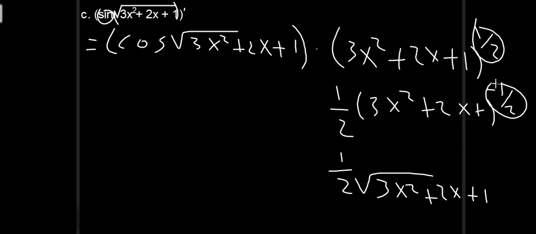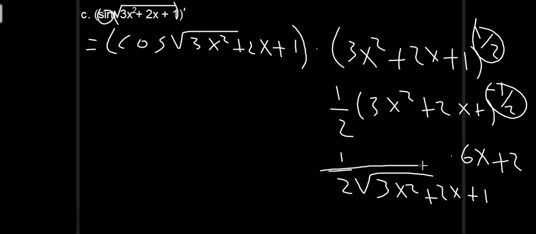So now I'm working all the way to the inside. I'm going to derivate the thing that's found over here. When you derivate 3x squared plus 2x plus 1, you're going to get 6x plus 2, and this is multiplied by that. So now I'm done, and I can bring this thing over here. When you multiply 1 by 6x plus 2, you're going to get 6x plus 2.